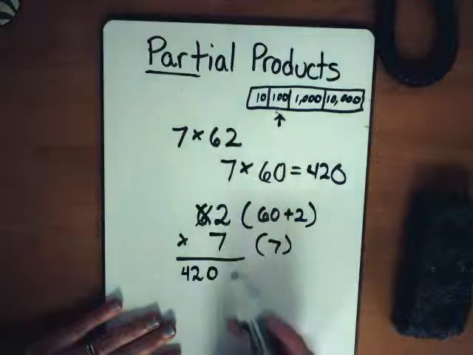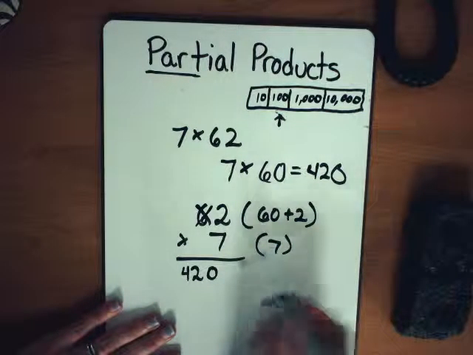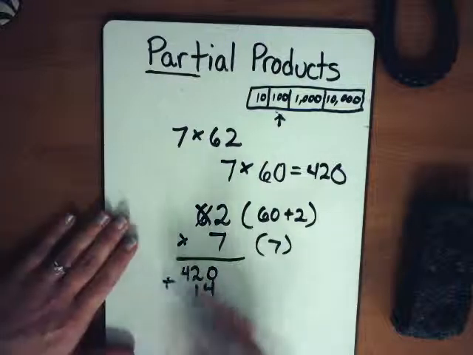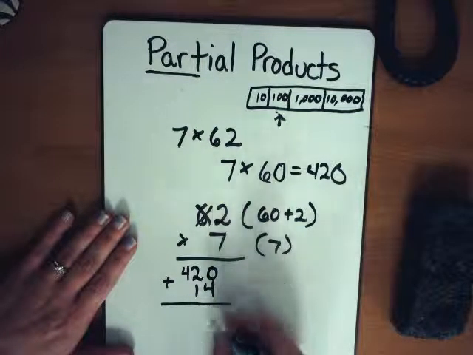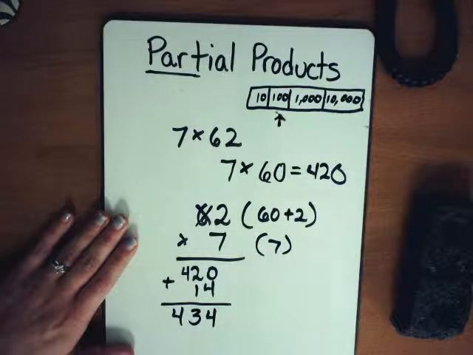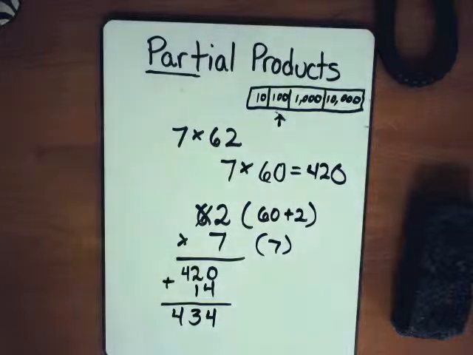Wrestled the 6. Now I need to wrestle the 2. 7 times 2 is 14, making sure I'm lining up my place value. So I can add up my partial products here. 434. I go ahead and raise the roof if you got that.